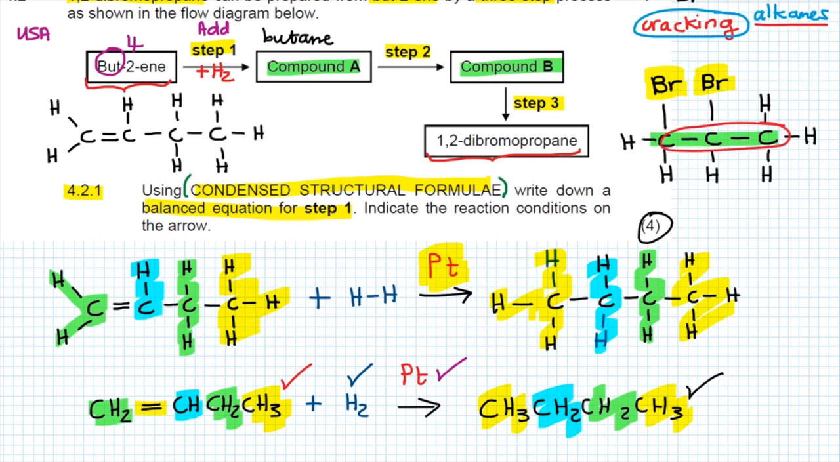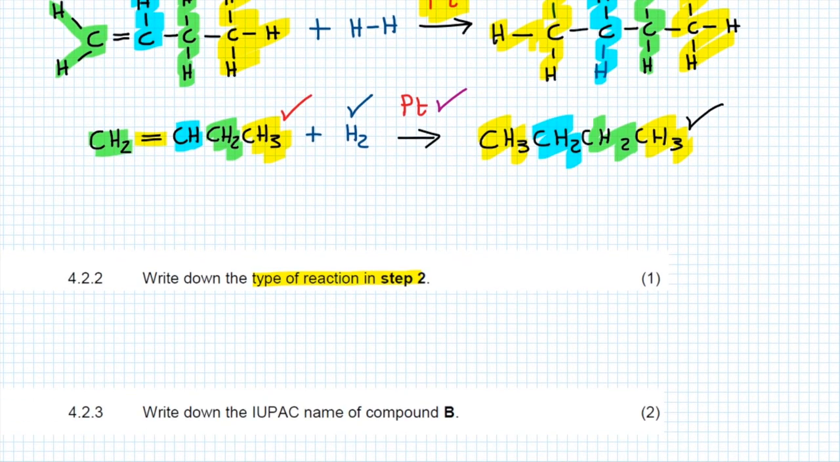So now that we have the alkane, we can go and put it through a process called cracking. We can break up the butane so that we end up with propene. Because once we have propene over here as compound B, we can add to it Br2 in order to form 1,2-dibromopropane. So we're going to now write down 4.2.2. The answer is cracking. And for writing this down, we're going to obtain 1 mark.